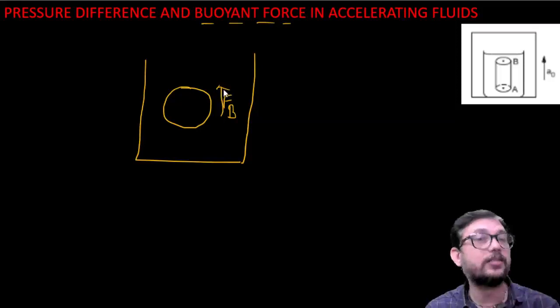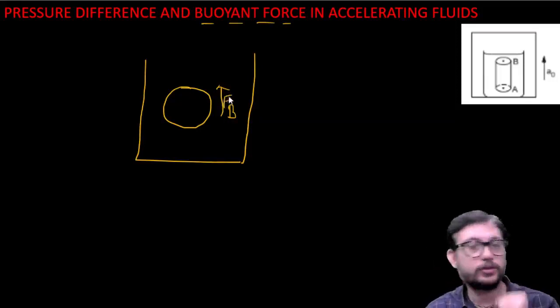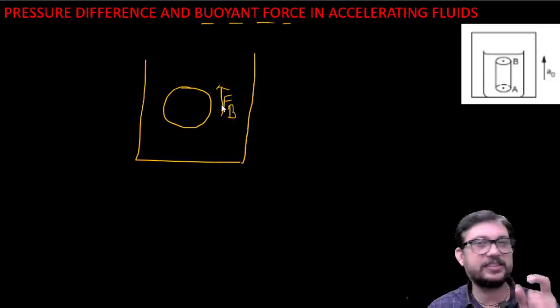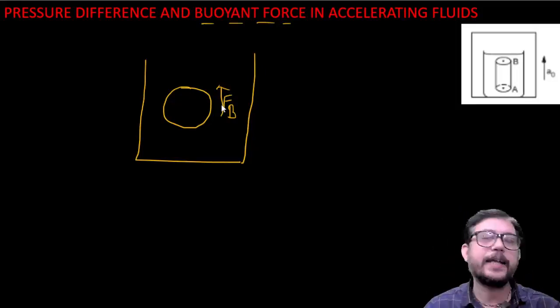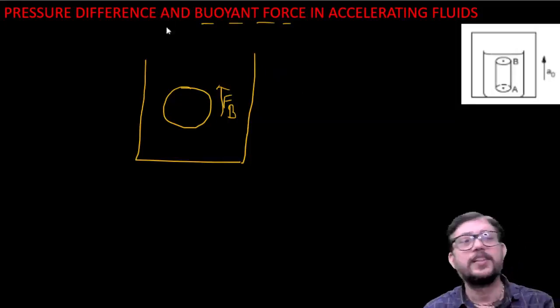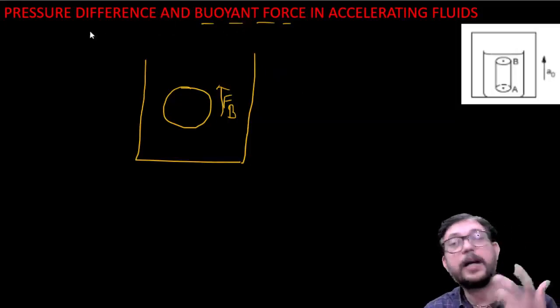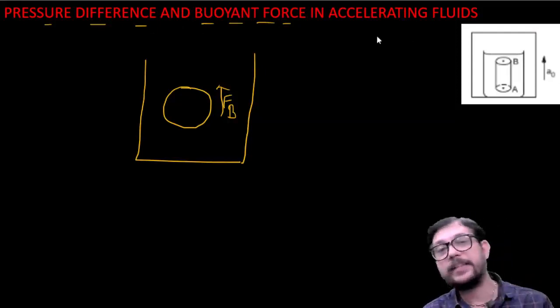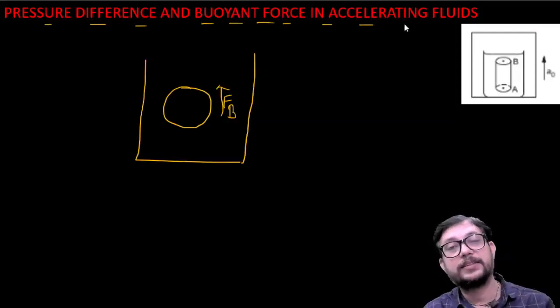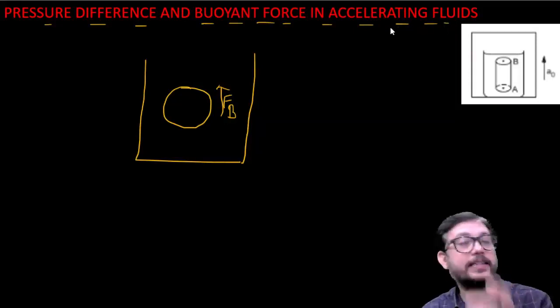So the direction of the buoyant force will be upward. I hope that this is clear to all of you. Okay, now what? As you can see, we have to calculate the buoyant force or pressure difference, and the condition given to you is that the fluid must be accelerating.